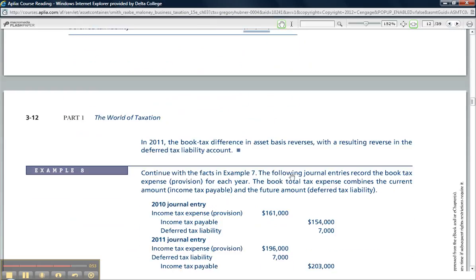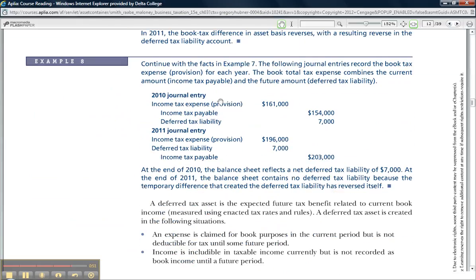If you look at the journal entries to report the two examples we just went through, the 2 years we just went through, here is 2010 where you have the total income tax expense of 161. Expenses are always debits. Here's the payable being credited to show your liability for what you owe this year, and here's the liability being created for what you expect to pay in the future.